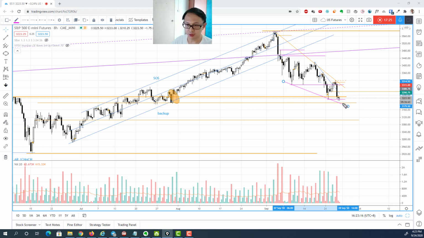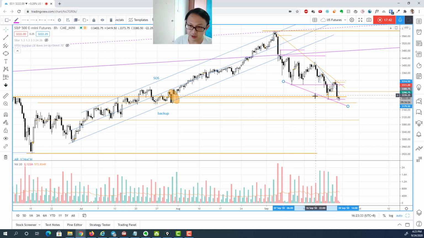But definitely if we have more bad news coming out, then I think the oversold scenario could go down quite a bit before it can have some kind of technical rebound. So this is something that we definitely need to watch out for.